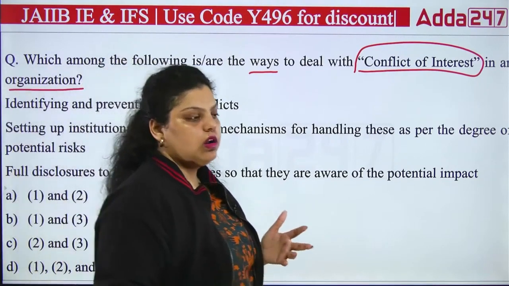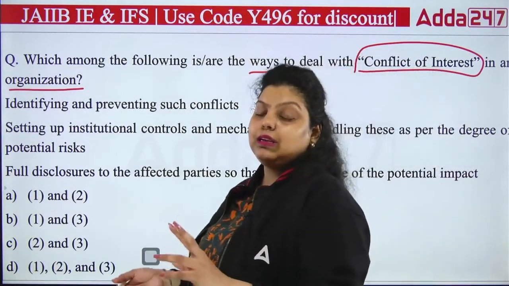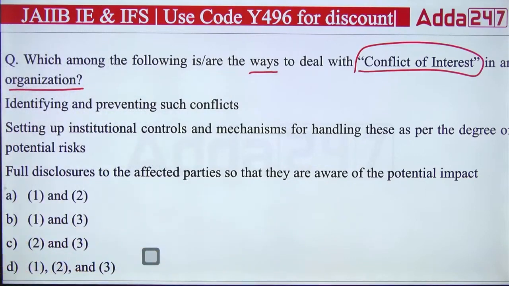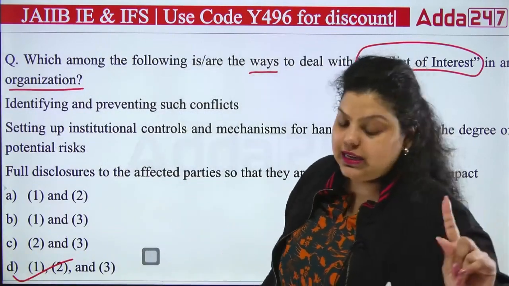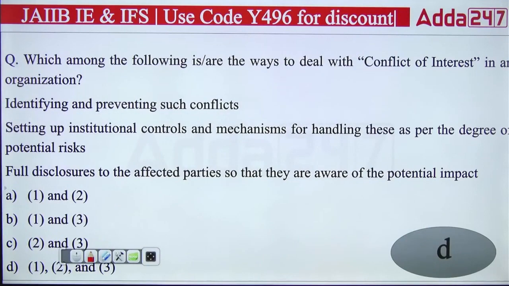So if there is a conflict of interest, your ideas are conflicting, your purpose of doing the task is conflicting, your objective behind performing something is conflicting. In that situation, first, second, third, all the statements are correct to deal with this particular issue in an organization. So the right answer will be your D, 1, 2 and 3 all are correct. Okay, right answer is D.